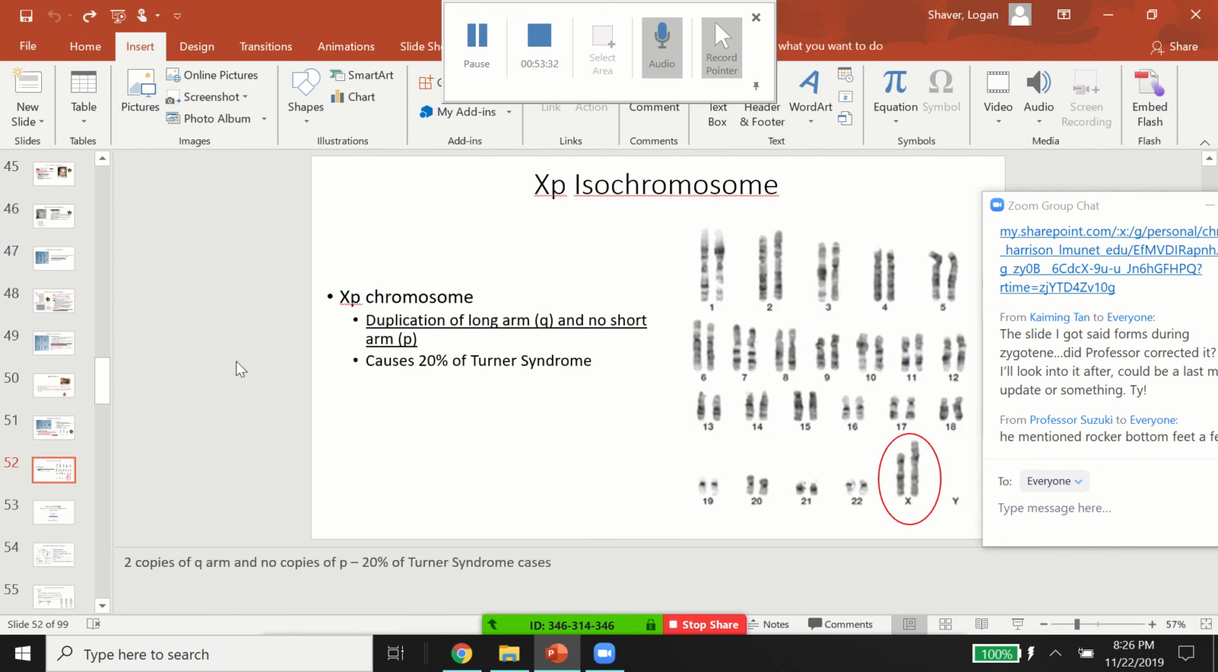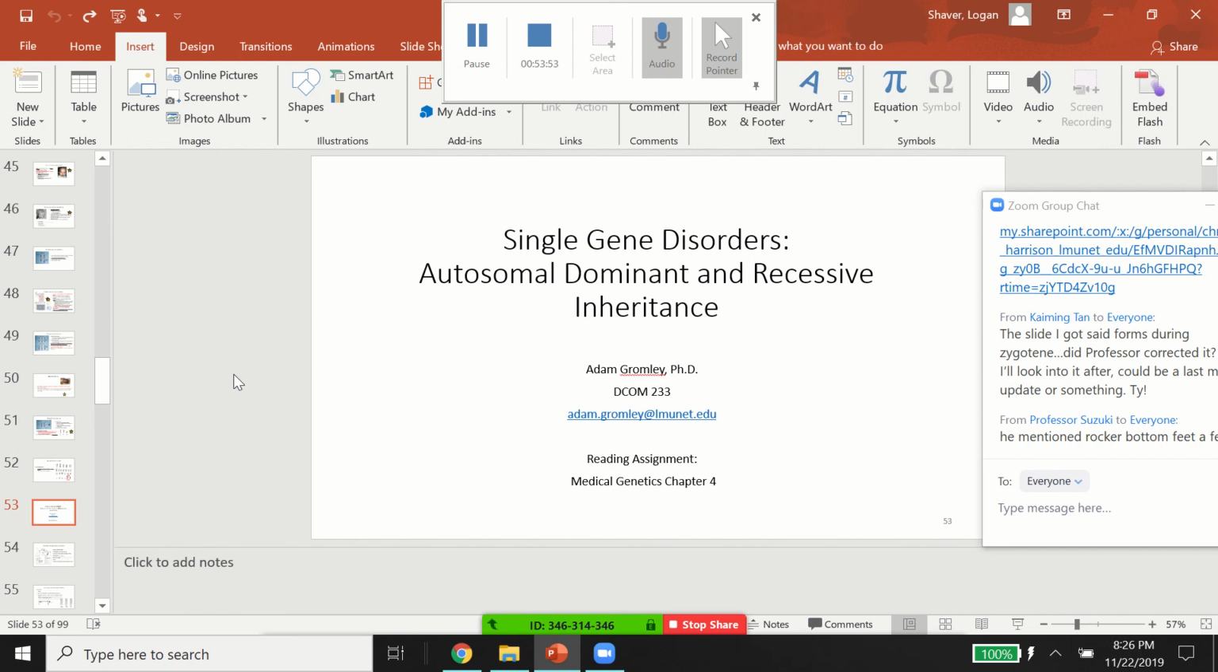XP isochromosome. I only include this slide because some cases of Turner syndrome can happen because of an XP chromosome. So I decided to keep that, just like how I kept Robertsonian translocation for Down syndrome. Same reason why I kept this one. All right, so now on to the next one.